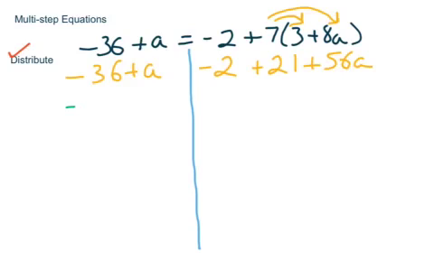My left side remains unchanged. I'm going to go ahead and write that again. I always rewrite all of my equations so I can keep everything in the same line. Negative 2 plus 21 is a positive 19 plus 56a. So I've combined.